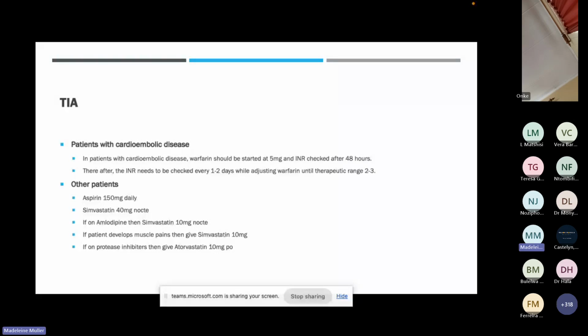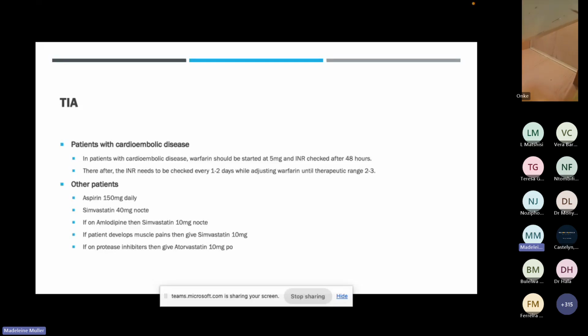In patients with cardioembolic disease, warfarin should be started at 5 milligrams and INR checked after 48 hours. Thereafter, the INR needs to be checked every 1 to 2 days while adjusting warfarin until therapeutic range, which is 2 to 3.